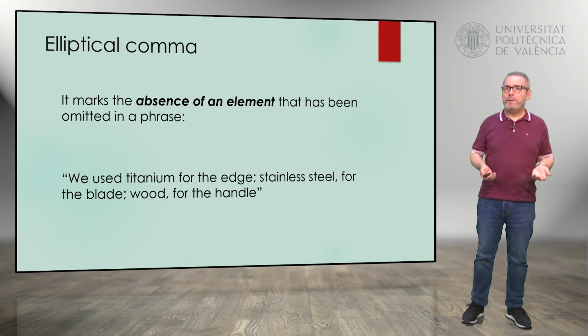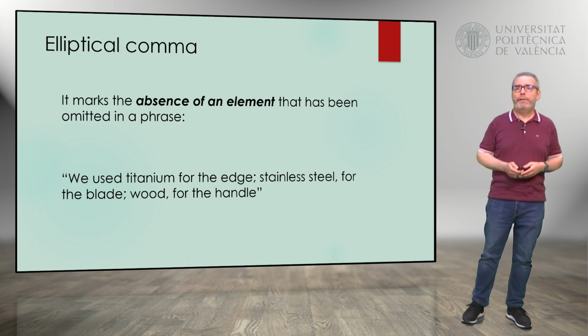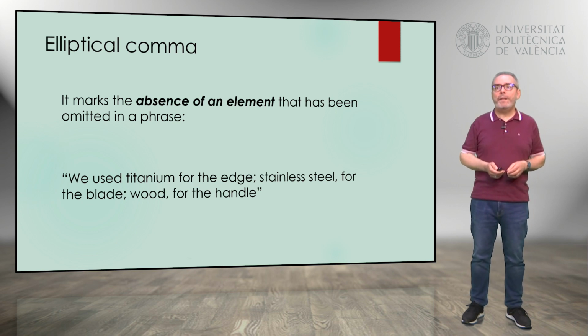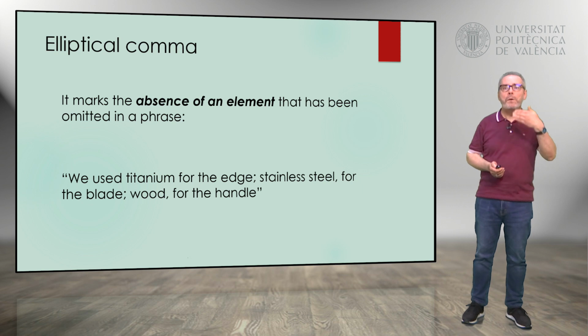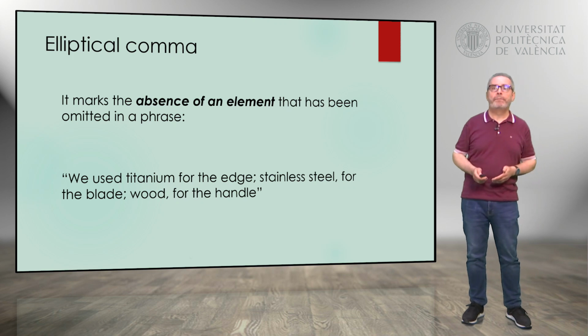The elliptical comma, also used in formal writing, means the absence of an element in the text that has been removed for any reason. For example, we used titanium for the edge; stainless steel, for the blade; wood, for the handle. Then, instead of saying we used stainless steel for the blade, again, in order to avoid repetition, we use this elliptical comma.